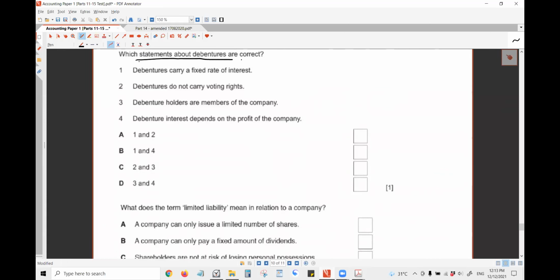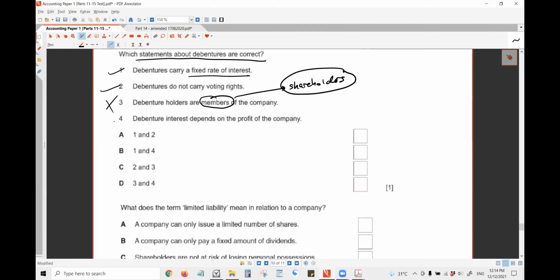Which statements about it is correct? Carry fixed rate of interest? Yes. Okay, members, maybe you do not understand this. This means shareholders. Members means shareholders. It's a very old question, so they use the word members, but you should be looking at the word shareholders in the new exam sittings. Debenture holders are not shareholders.